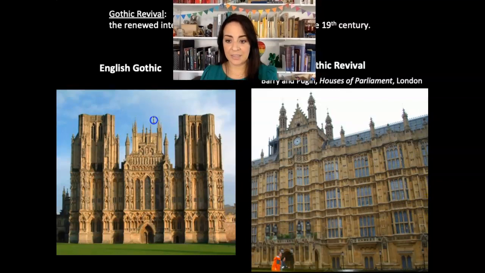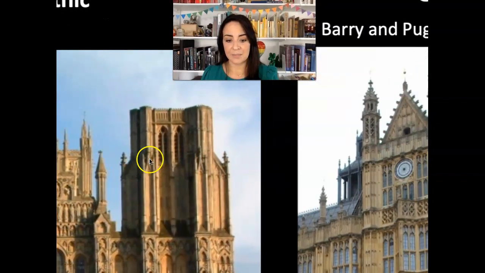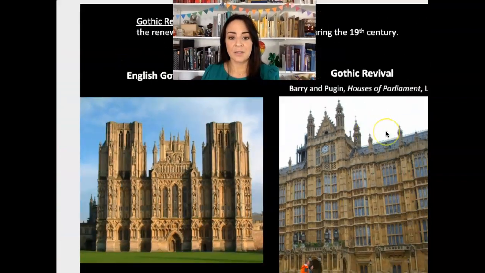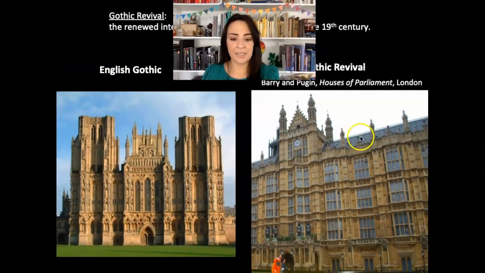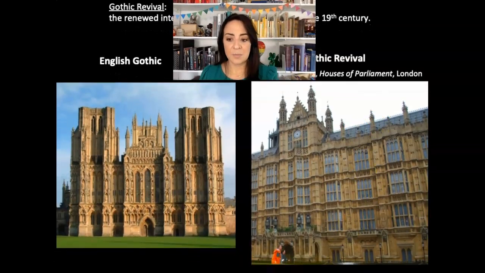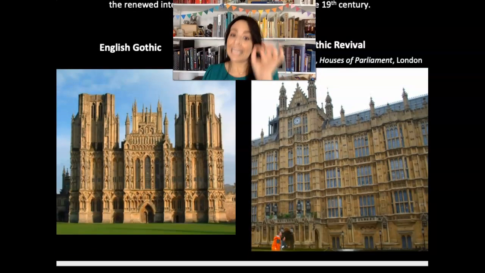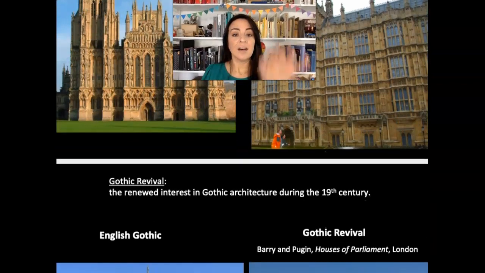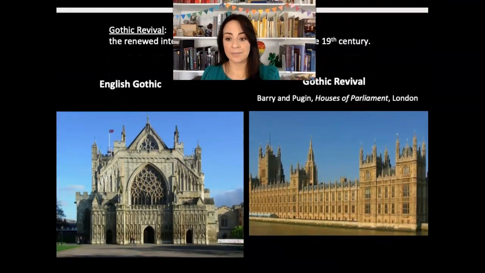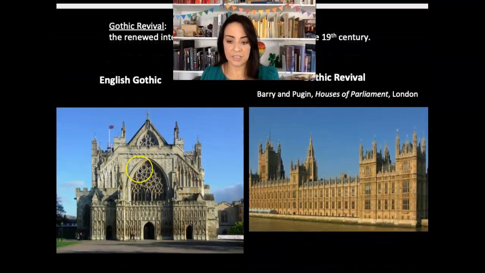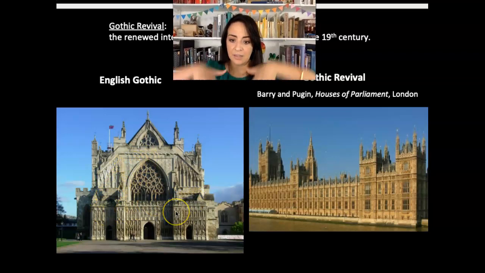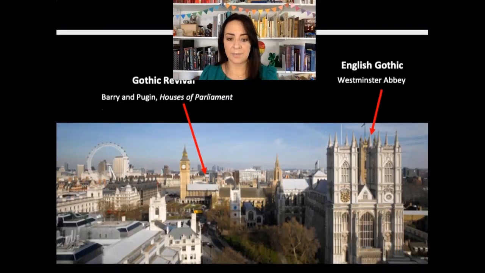See those spires at the top? Spires at the top. So Barry and Pugin are designing the Houses of Parliament very specifically to look like English Gothic, a point of national identity and national pride. Just to kind of drive home the point, here again, we see verticality and those horizontal bands of the English Gothic.